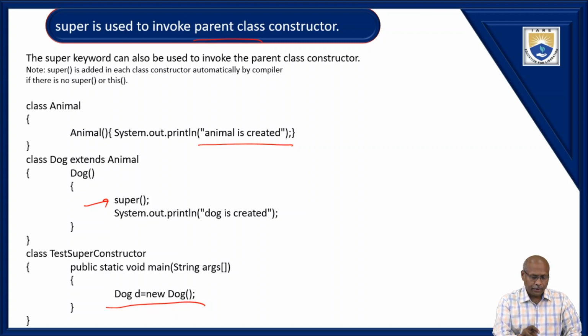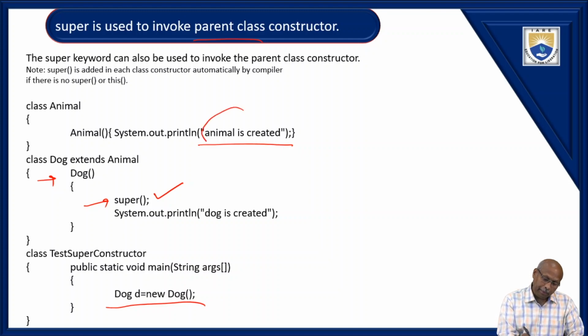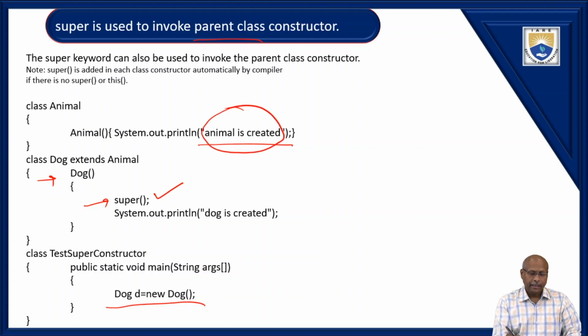This all thing you have seen. Because when you are creating a Dog object, it goes here. After going here, it is calling the super class constructor. In the super class constructor, this statement is printed: Animal is created. After printing, the control comes here and prints, Dog is created. So this is the way the super class constructor is called.